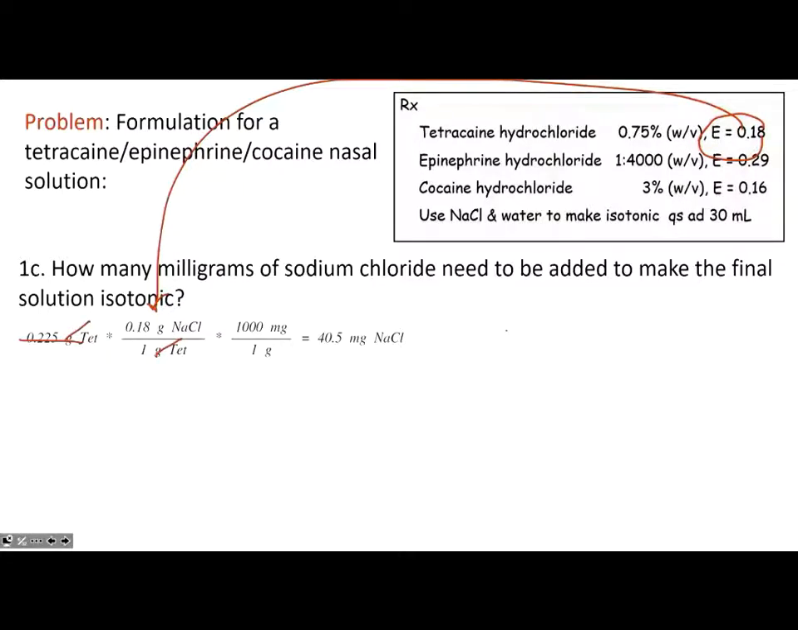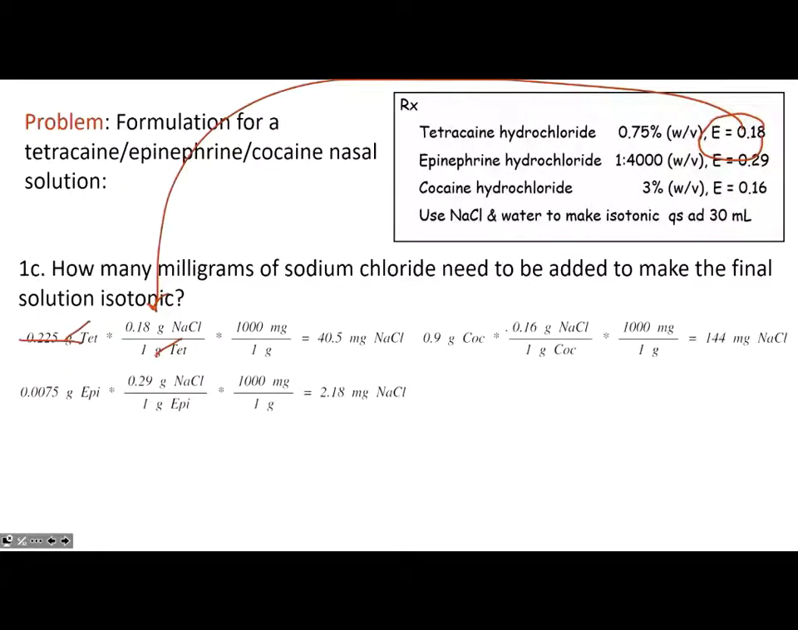And lastly, just convert that to milligrams by multiplying by 1,000. And what I've said is 0.225 grams of tetracaine is equivalent to 40.5 milligrams of sodium chloride. Is this familiar? A little bit. That's all we're doing: taking the weight of our drug and finding the equivalent weight of the sodium chloride that it mimics osmotically. Let's just do the same thing for the other two ingredients.